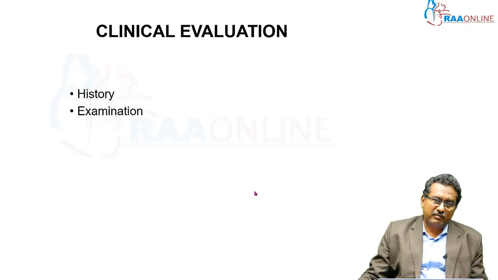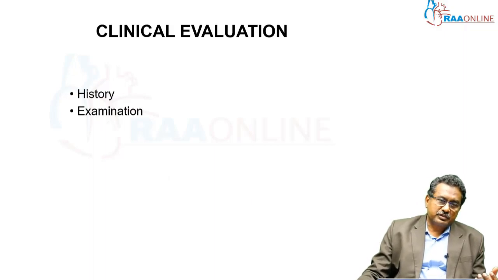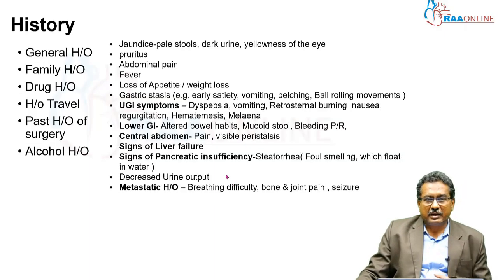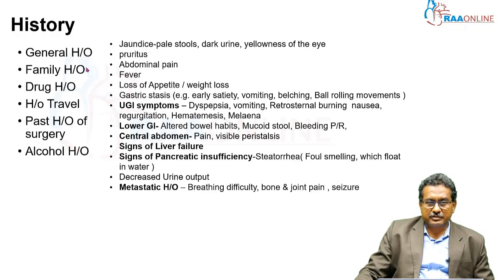Let us go into the clinical evaluation. How do you evaluate obstructive jaundice? The history is very important and the examination is also very important. Let us go to the history. What history do you have to take? I will divide the history so that you won't forget what to ask in obstructive jaundice: general history, family history, drug history, history of travel abroad, past history of any surgery, and alcohol history.